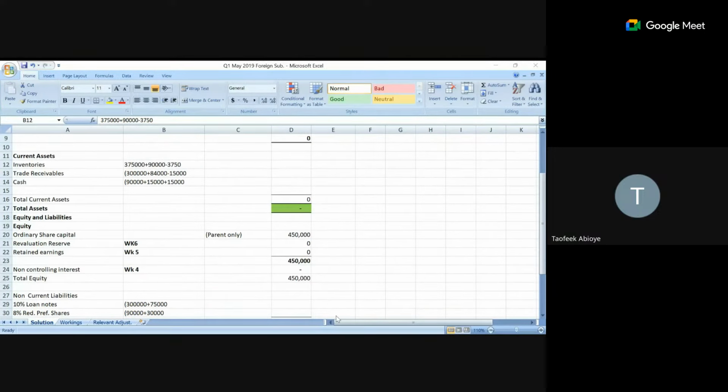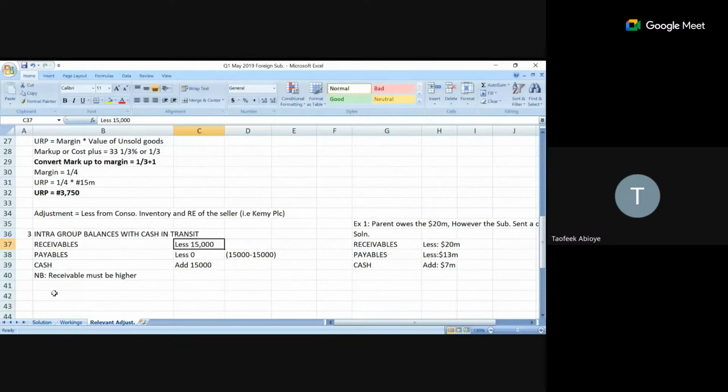But for classic, let's solve it. Let's look at it together. And that will be our working note 4. Our cash in transit is working note 3. Then this will be working note 4. So working note 4 is additional information 3 that talks about revaluation gain.